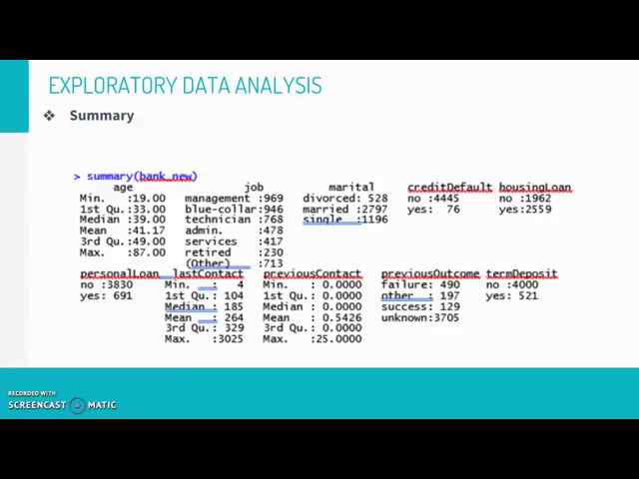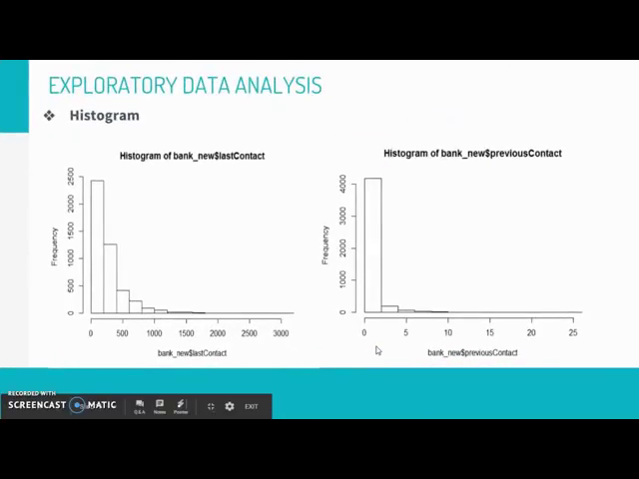Next, in exploratory data analysis, we found some inconsistencies in the summary of data, such as the mean and the median are not similar in value, and the maximum value differs from the third quartile. Hence, we visualize the variables in histograms to see if there are indeed outliers in the data. As can be seen from the histogram on the last contact, most of the customers' last contact durations are between 0 and 1000 seconds. However, there is one customer whose last contact duration was 3025 seconds.